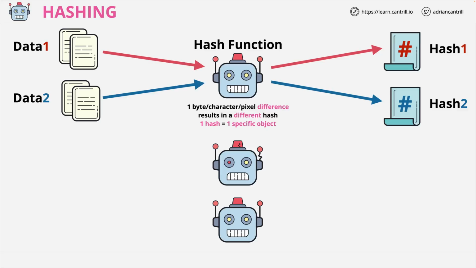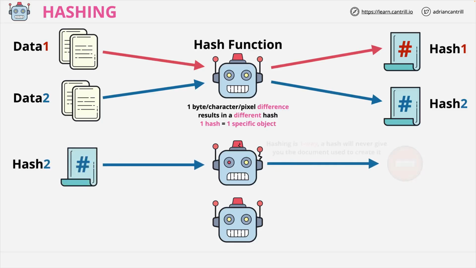Another critical part of hashing is that while getting a hash from some data is trivial, what you cannot do is take a hash value and get the original data back. There's no way to do this. Let's say that you had a hash of an image. Well, you couldn't take that hash and derive the image.